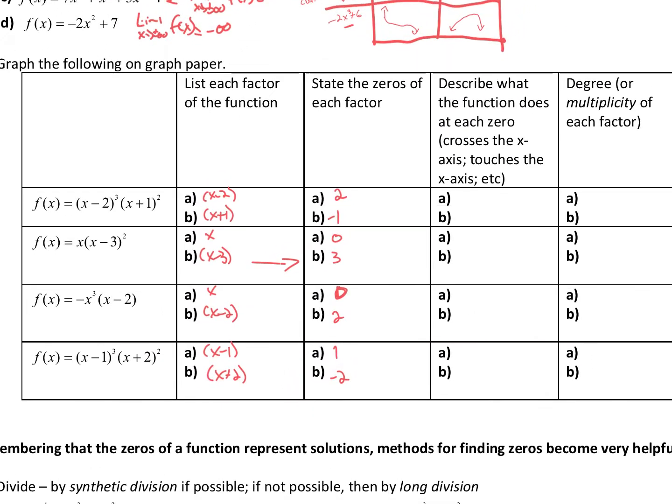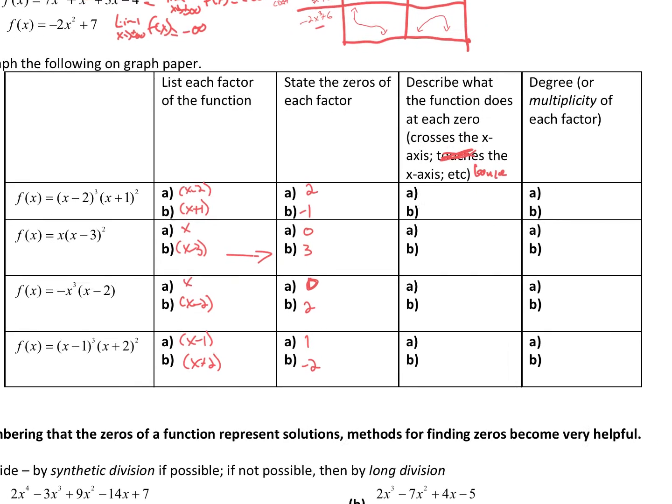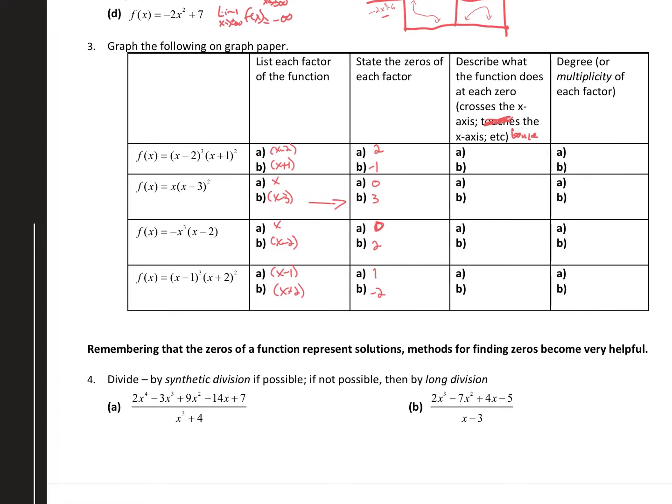Describing the function on whether or not it crosses through 0 or bounces. I don't like to use touches, I say bounce. Let's skip this one for now. We'll go to multiplicity and then come back. So degree or multiplicity. Degree is what is the degree of each function or the multiplicity.